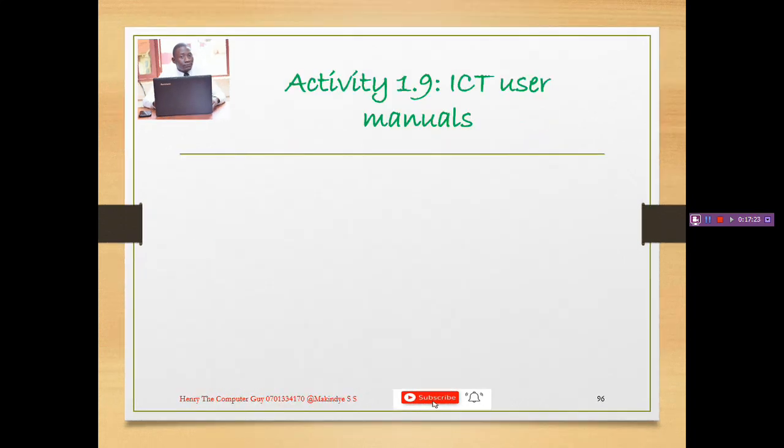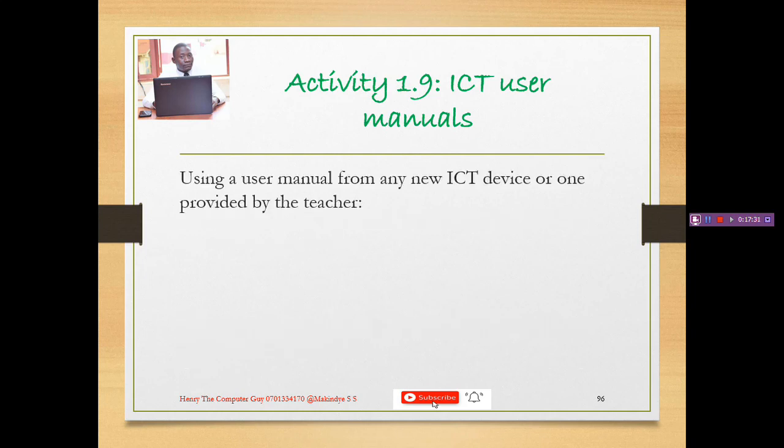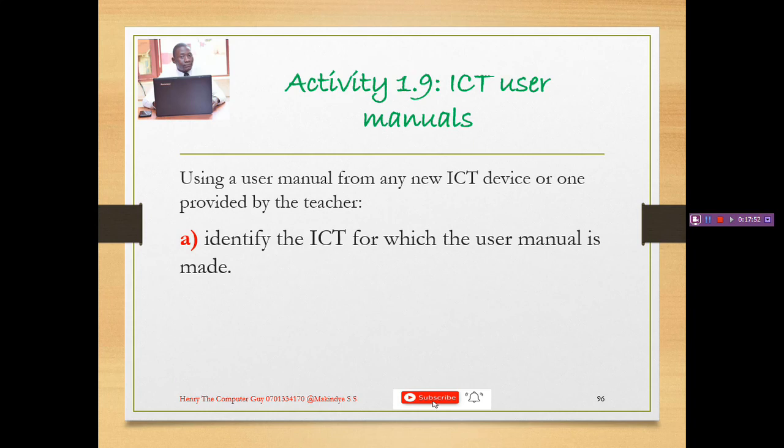So here, before we wind up with our lesson, we have an activity which is 1.9, and it is all about the ICT user manual. They're telling us to use a user manual from any new ICT device or one provided by your teacher. That means you can have a device at home, bought when it is new, go and get that user manual from the package, or one which has been provided to you by your teacher. Part A, identify the ICT for which the user manual is made. For example, you get the package, read through, and you will know the device it is supposed to be for.